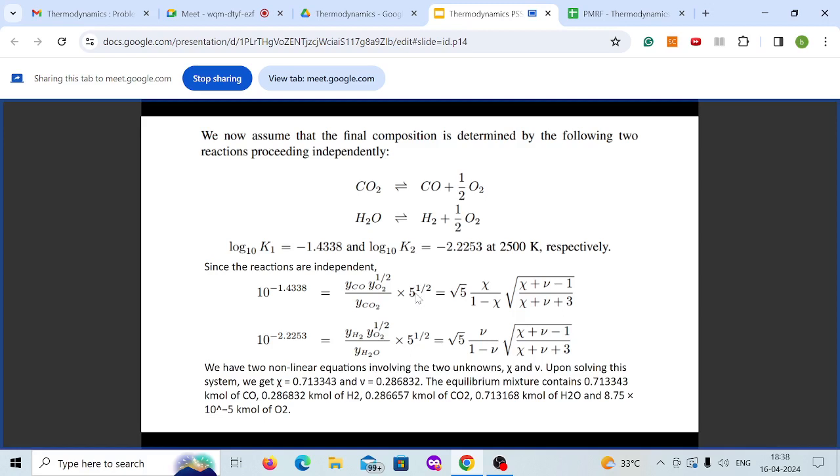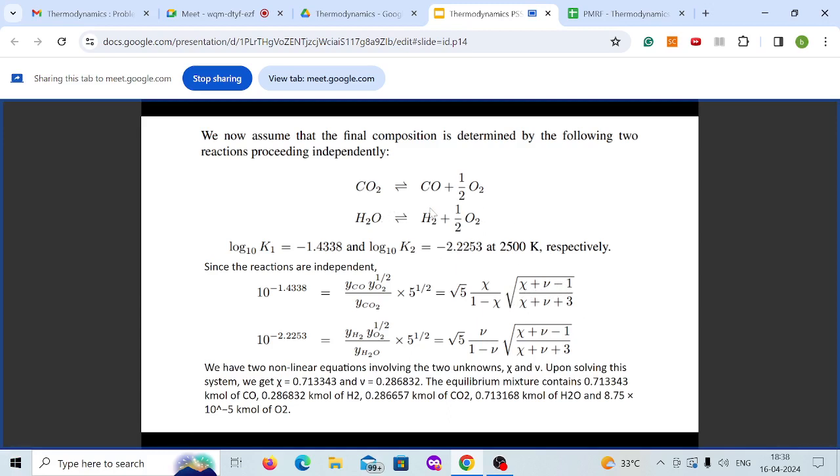Your P here is 5 atmosphere, and the reference is 1 atmosphere. So 5 by 1 raised to the power of the sum of product coefficients, 1 plus half, which is 3 by 2, minus the reactant coefficient 1. So 3 by 2 minus 1 is again half. So 5 raised to power half. Ultimately your expression will be 10 power minus 1.4338 equals root 5 into x by (1 minus x) into root of (x plus v minus 1) divided by (x plus v plus 3). So this is what you get.